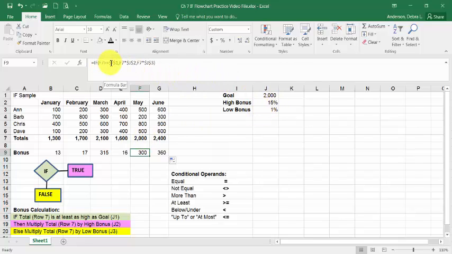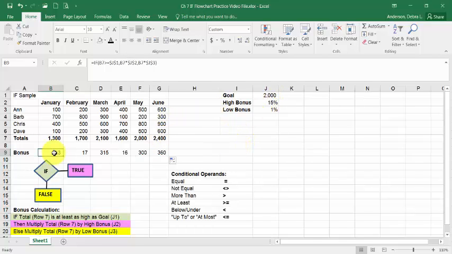Notice this is greater than or equal to. If you said greater than, then this wouldn't have picked up the right answer and it would have come back with 1% bonus instead of 15% bonus, and your person who should have gotten the big bonus would be very upset with you. And then for June, is 2400 at least 2000? Yes. So it's 2400 times 15%.